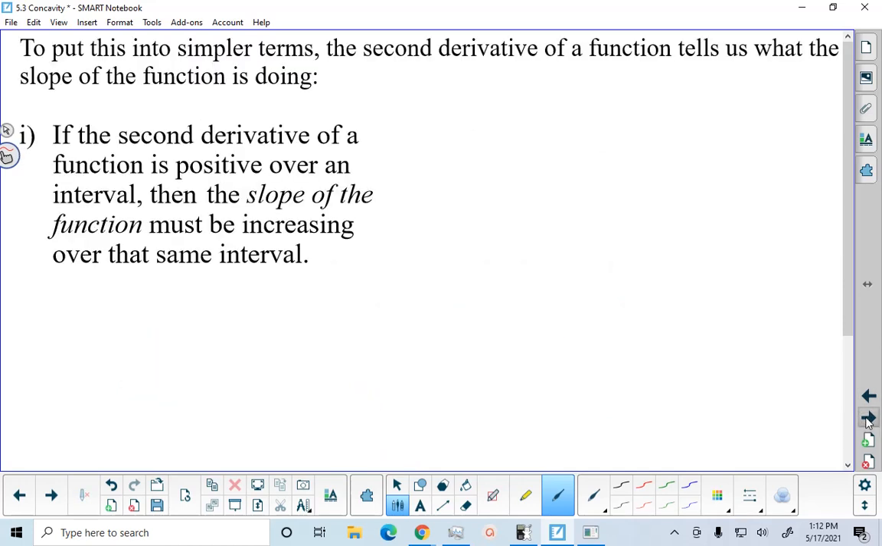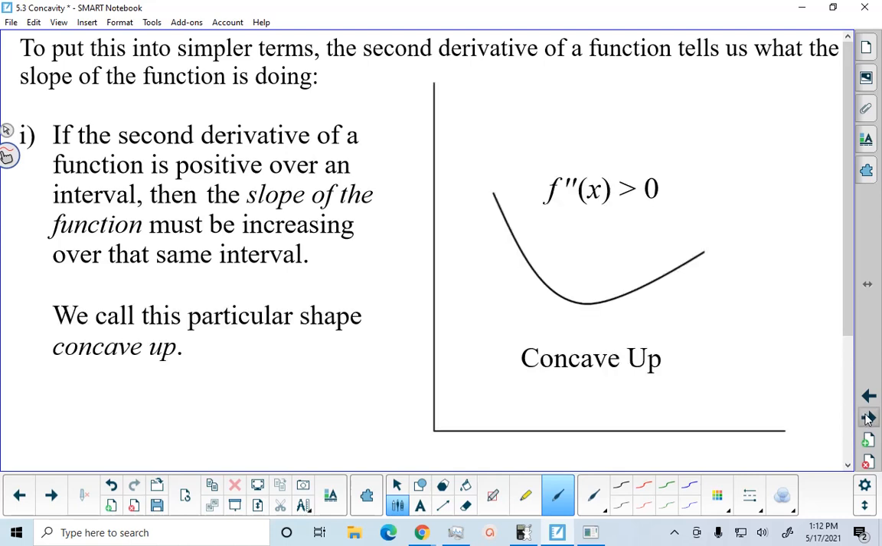So, if the second derivative of a function is positive in a particular interval, then the slope must be increasing, because the second derivative is telling you what's happening to the first derivative, and the first derivative is slope. So the second derivative is telling you what's happening to the slope. And if the second derivative is positive, the slope is increasing. Well, if you have an increasing slope, it looks like this, generally speaking. It has this upward bow to it, which is called concave up. f''(x) is greater than 0 whenever the graph looks like that.